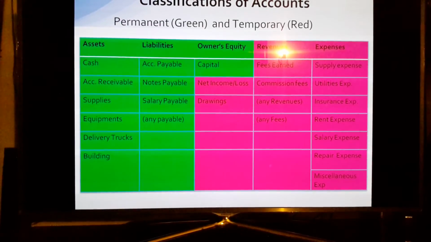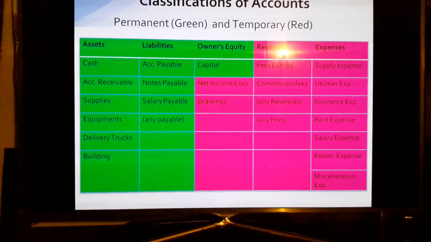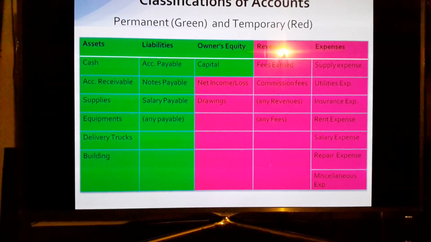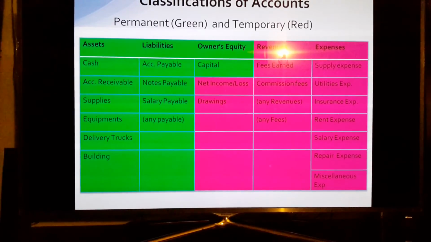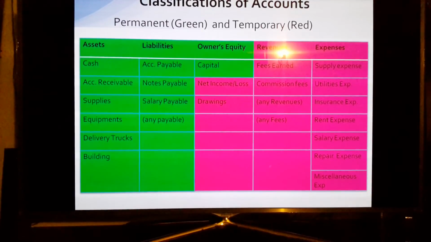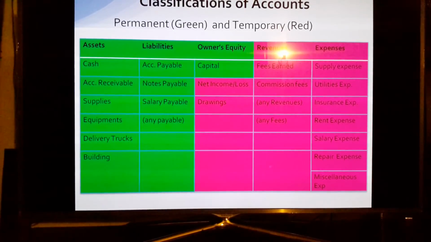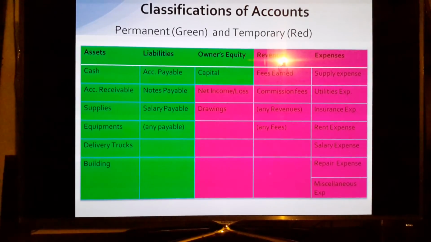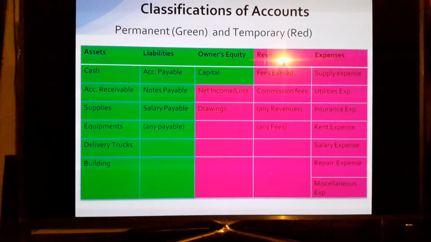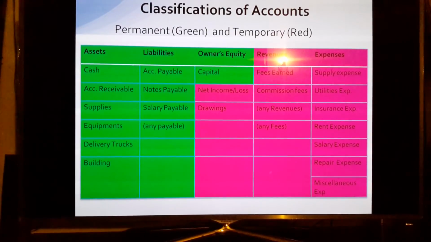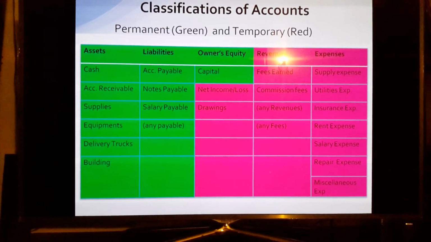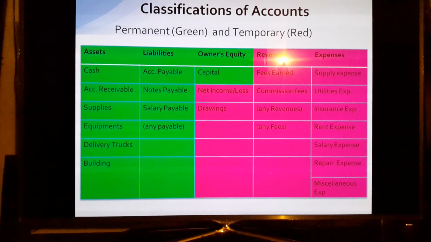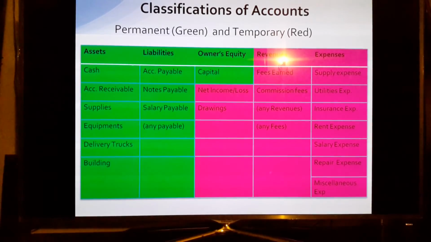I just classified these into two colors, telling you that these are permanent accounts and the other ones are temporary accounts. Permanent accounts are not closed until the end of the period, telling you that these are the updated accounts ready for the following year. So you close them in a post-closing trial balance. Examples of your permanent accounts are in green color.